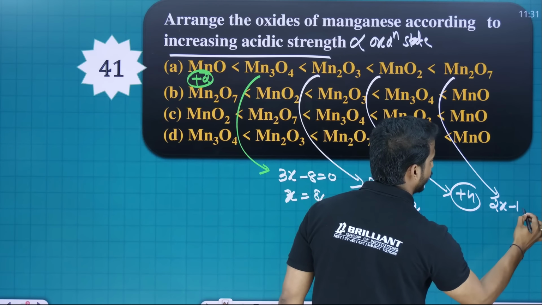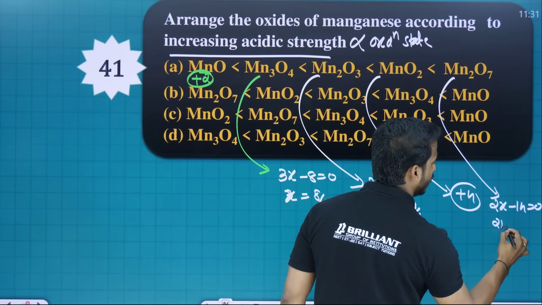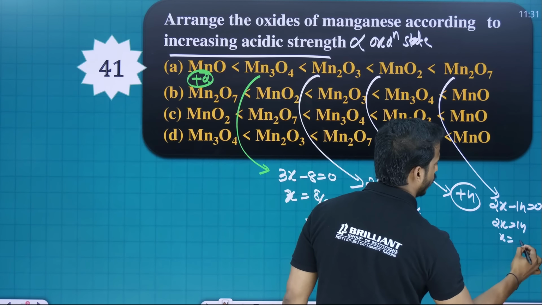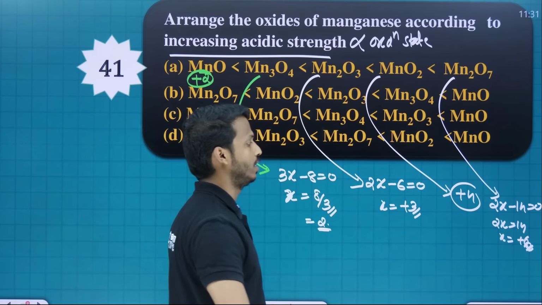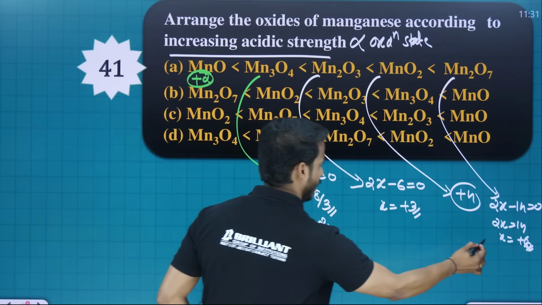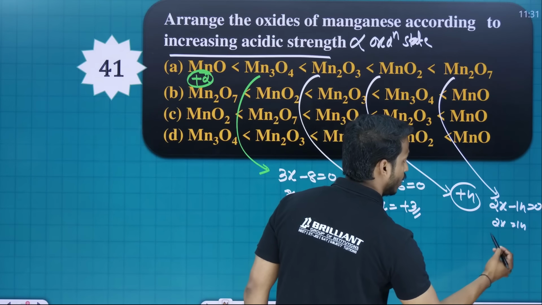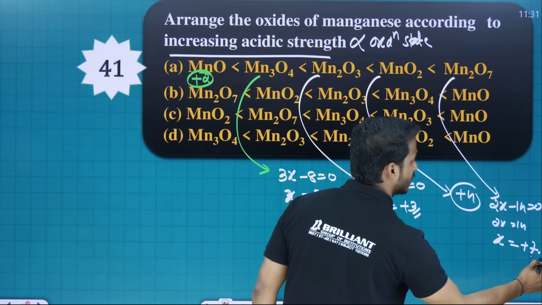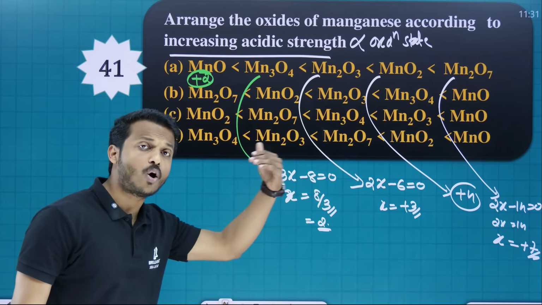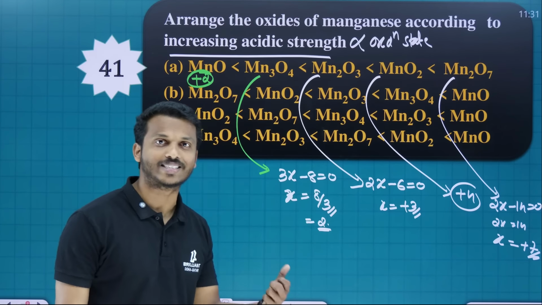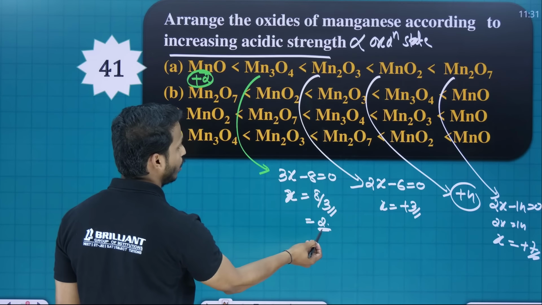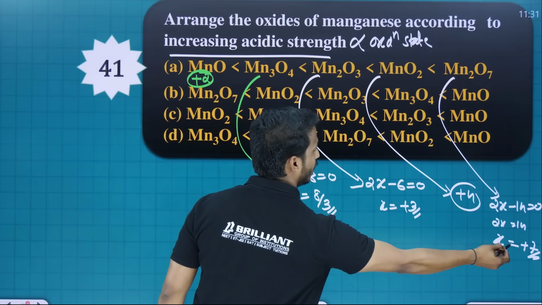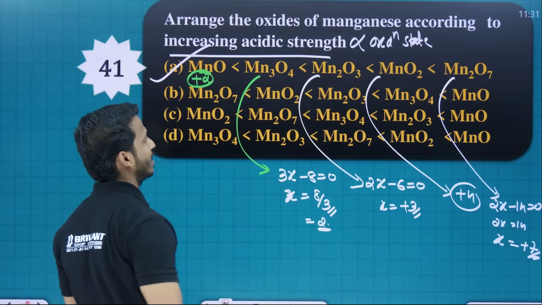Mn2O7, 2x minus 14 equals 0. So 2x equals 14, x equals what? Sorry, it will be +7, right? So greater the oxidation state, greater the acidic strength. So which one has the greatest? So here +2, here more than 2, here 3, here 4, here 7. So same order, right? Option A is the correct one.